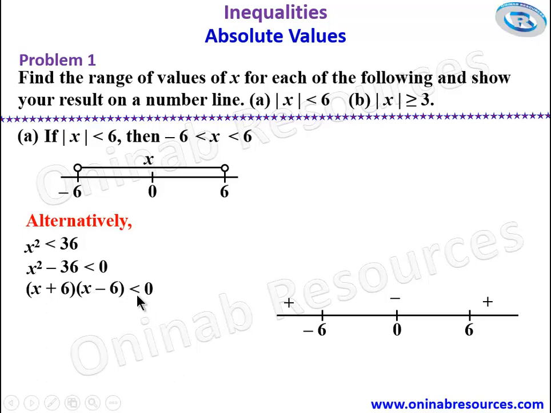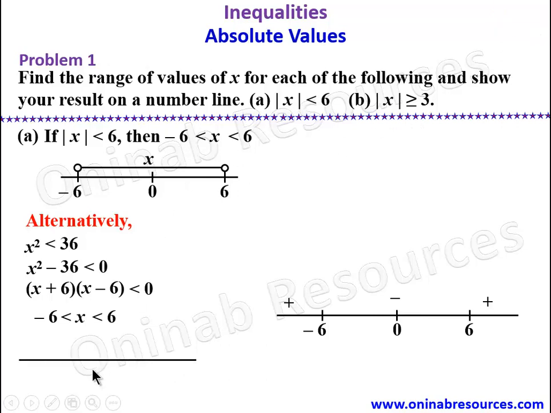So if you look at our inequality symbol, this is less than 0, which means it is a negative value. So the product of this and this will give us negative. So at that point, this is the region representing the solution of this inequality, which is going to give us negative 6 less than x less than 6. So that is the alternative method of solving this absolute inequality in problem 1a.